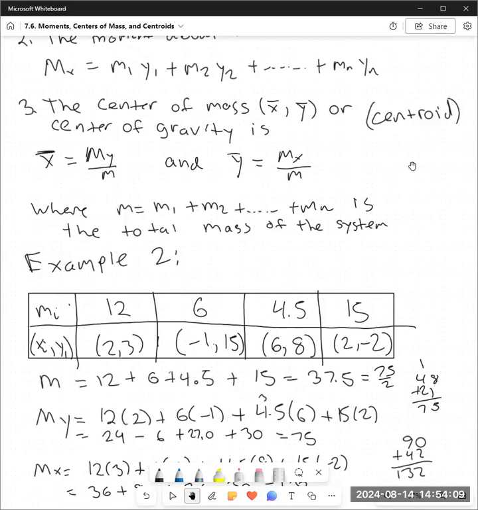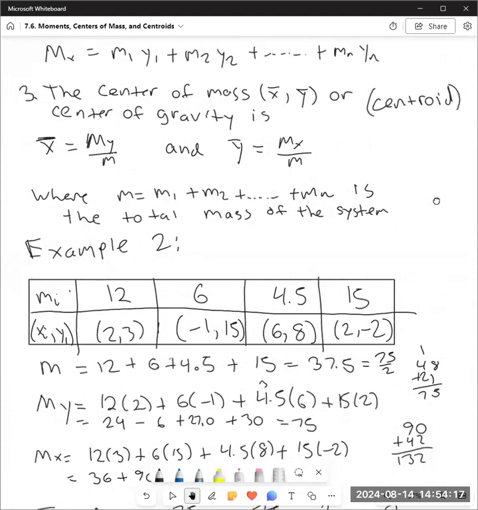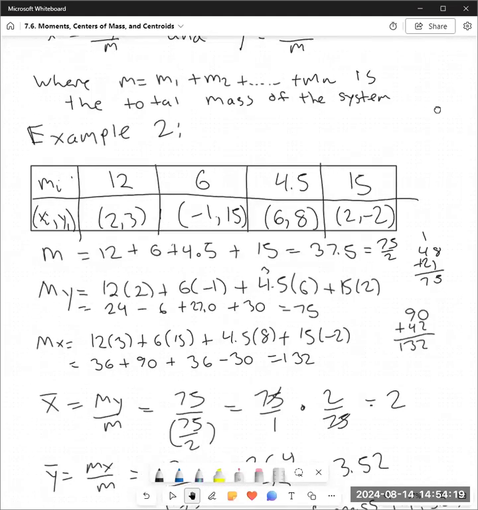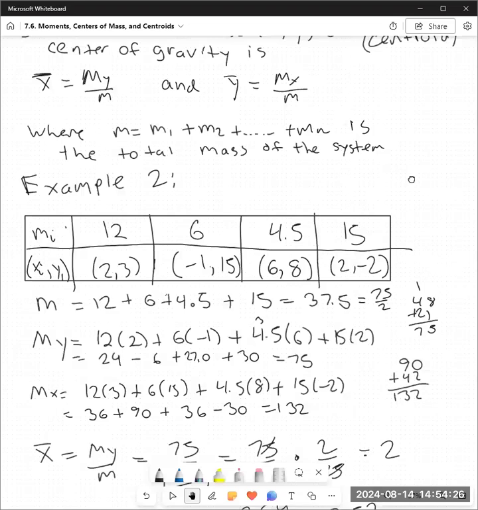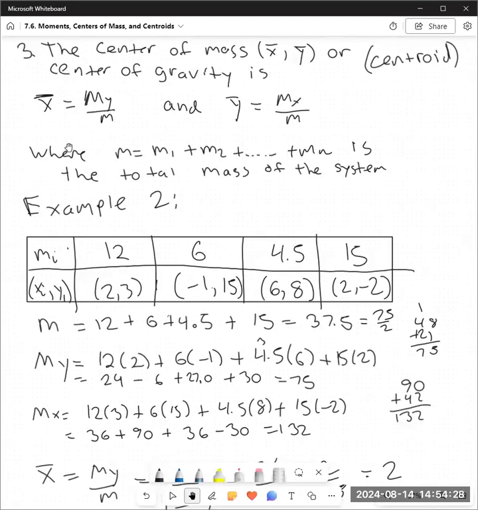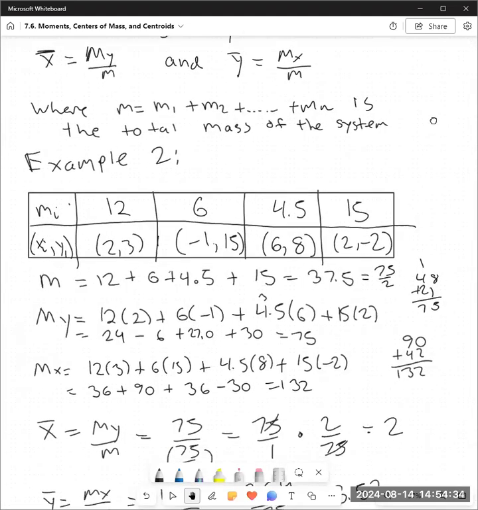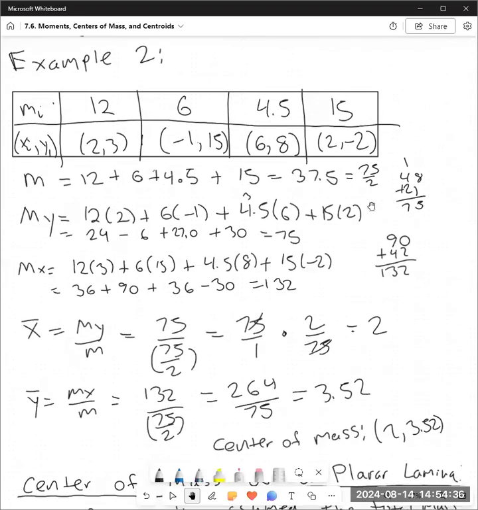At that point, if we moved everything to a single point like that, it would basically be the same as the system that has the weights distributed all around in these ordered pairs. I think I said that the total mass of the system M is M1 plus M2 plus dot dot dot plus Mn, and we're going to need that as we find x bar and y bar.